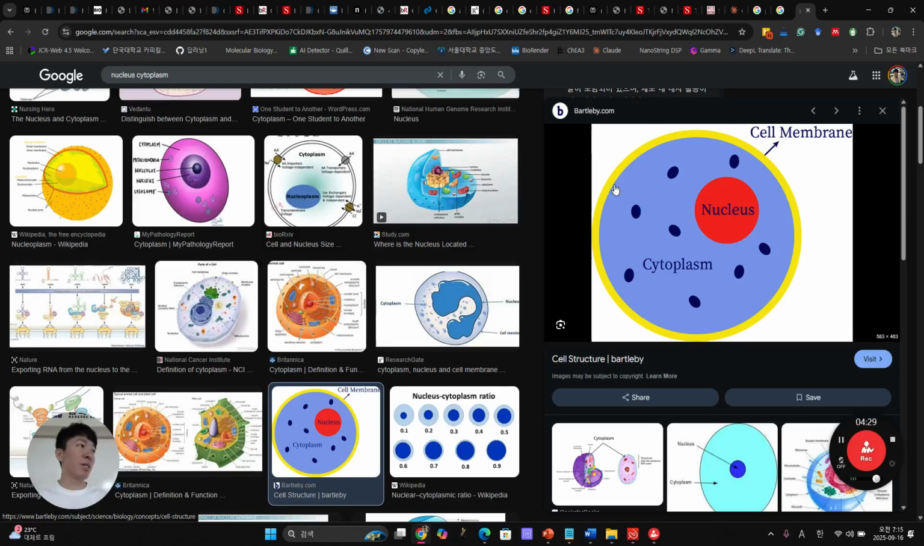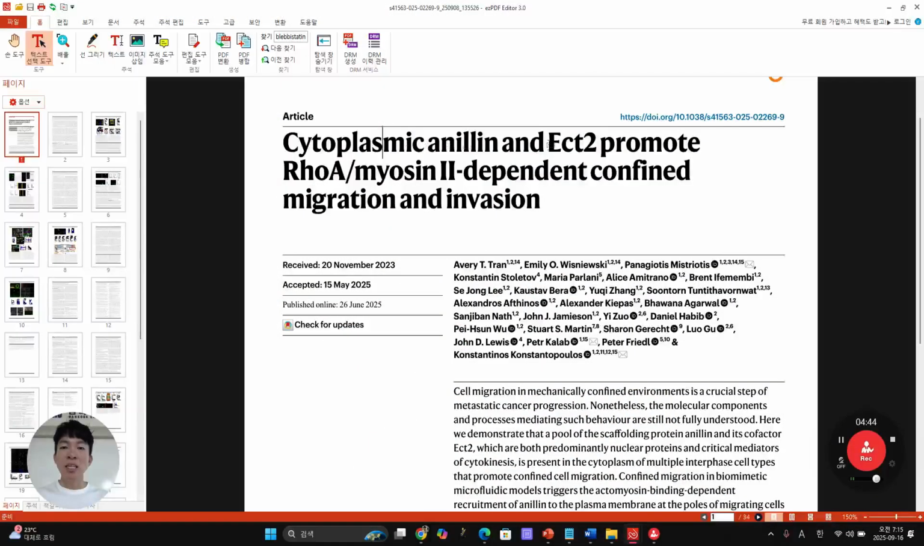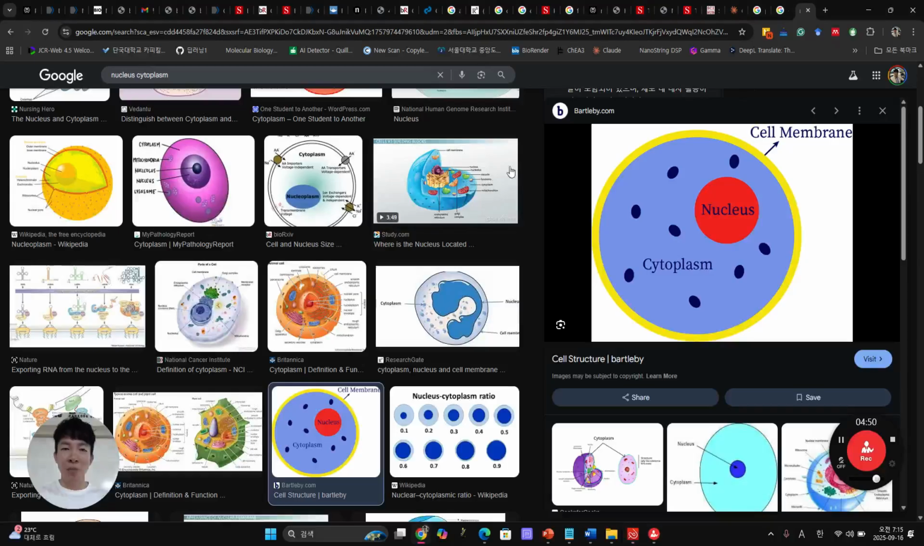And this is the cell membrane. The nucleus also has a membrane, so the outer layer here is the nuclear membrane. Now we come to know what the cytoplasm is here. What is the other thing? Anillin and Actin 2 is a little difficult, so let's see it later. Rho-wave myosin 2: okay, let me copy and paste it.